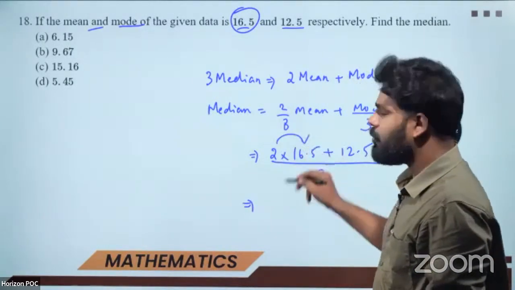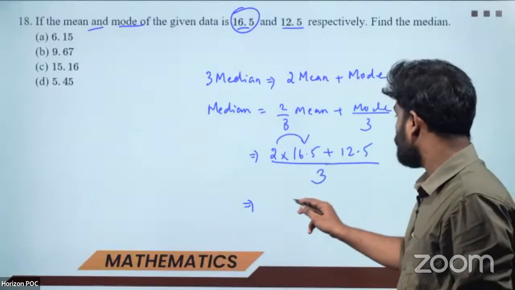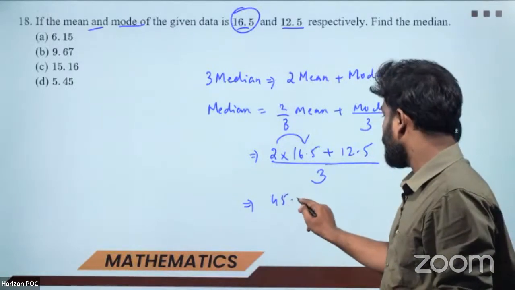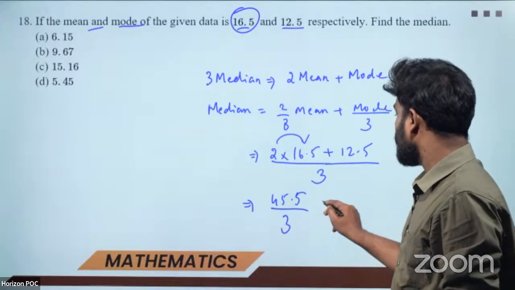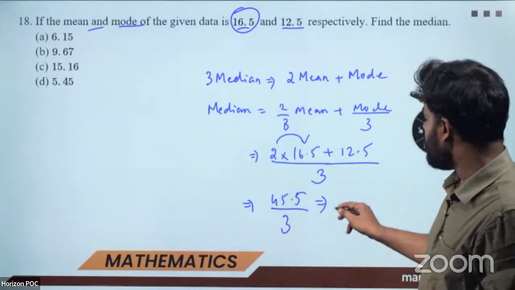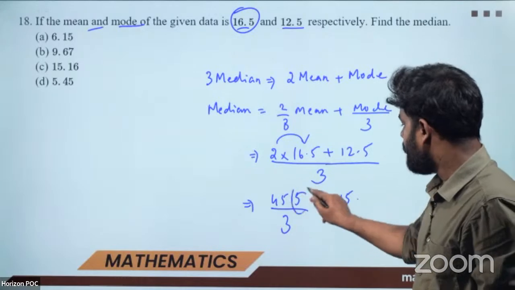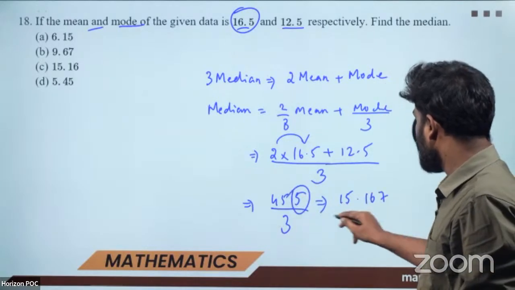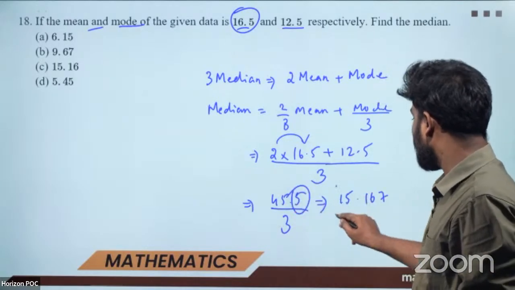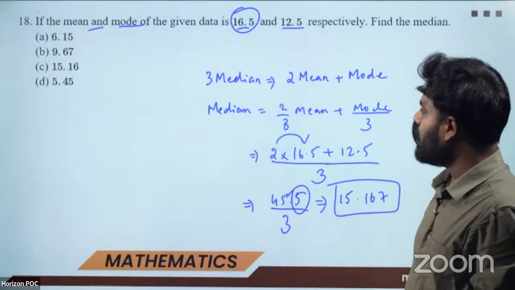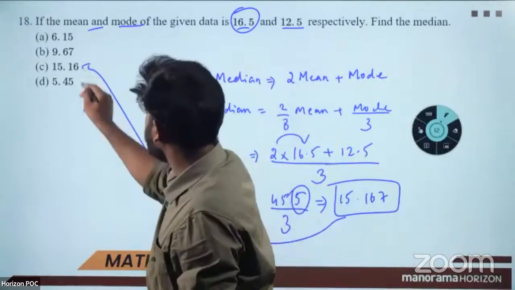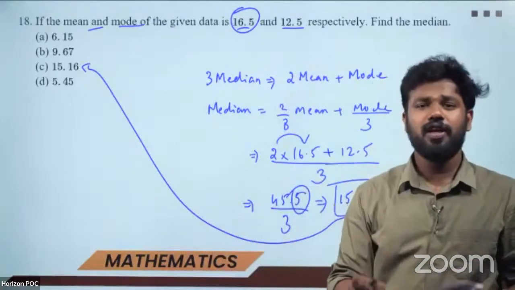So 2 into 16.5 is nothing but 33. 33 plus 12.5 is 45.5 divided by 3. So 45.5 divided by 3 is 15.167, which is numerically equal to this option C there, that is 15.16.